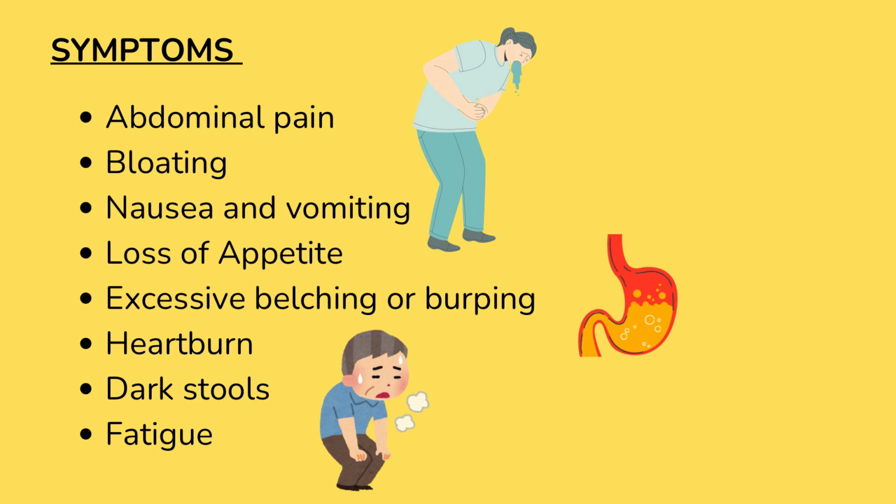Excessive belching or burping. Frequent burping occurs due to excessive gas production in the stomach. Heartburn is another symptom. This occurs due to acid backing up in the esophagus and causing discomfort in the chest. Dark colored stools indicate gastrointestinal bleeding. Fatigue is a less common symptom and it occurs due to anemia from blood loss.